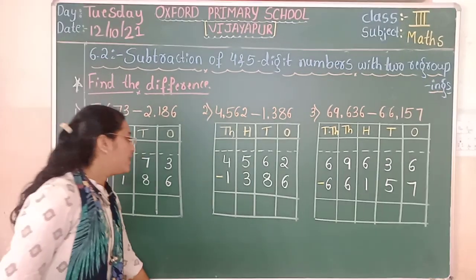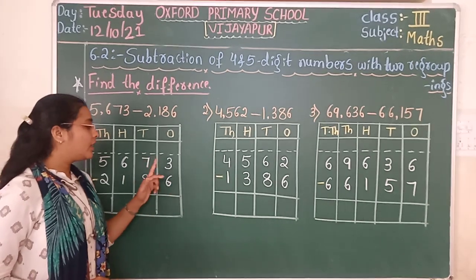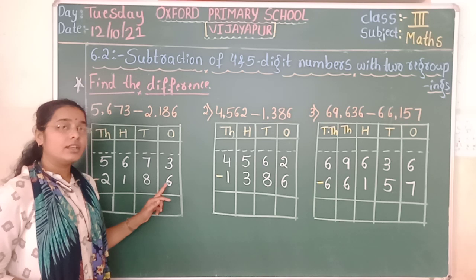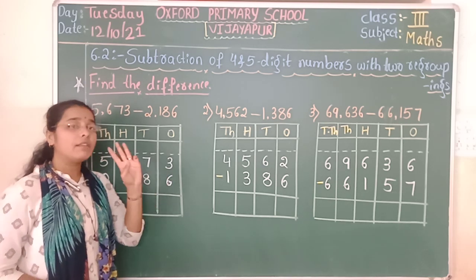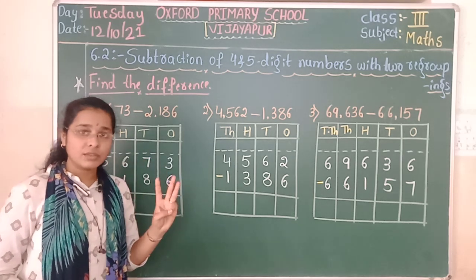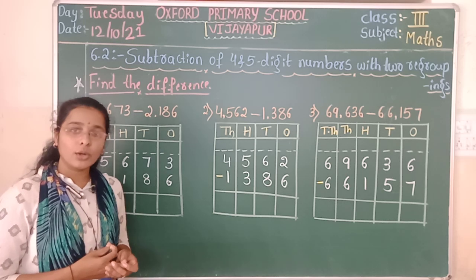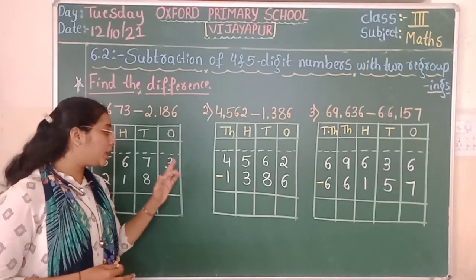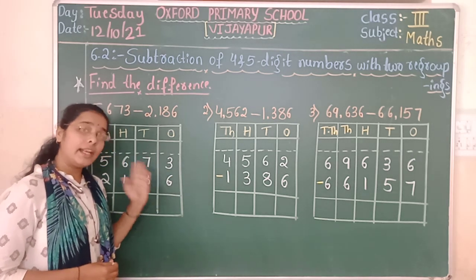Next, we always first subtract the ones place. See children, digit 3 is smaller than 6. Is it possible to subtract 6 from 3? You are having only 3 pencils with you. Are you able to give 6 pencils to anybody? No. So in this situation what do we have to do? We have to regroup. How to regroup? By taking a carry from the next place.